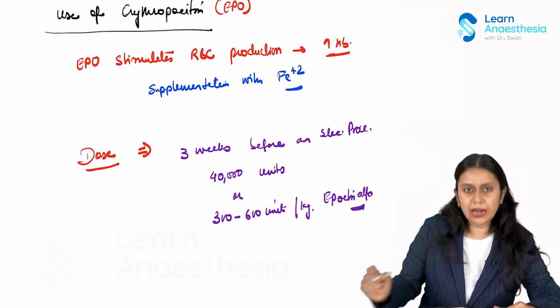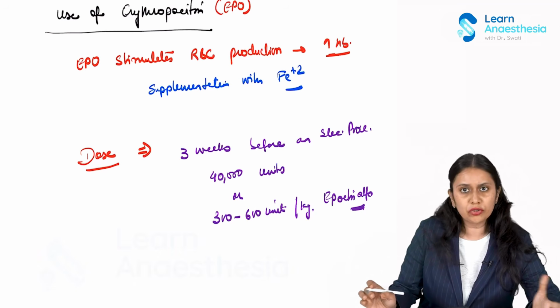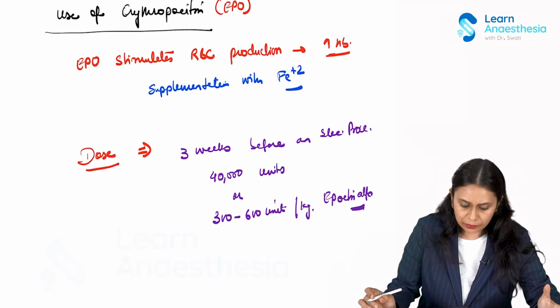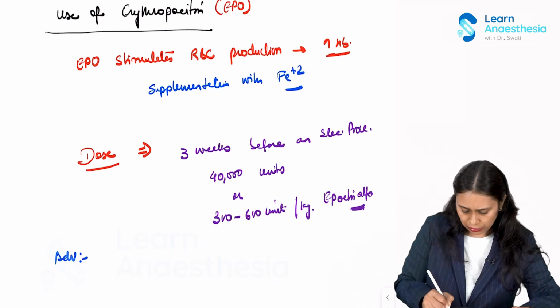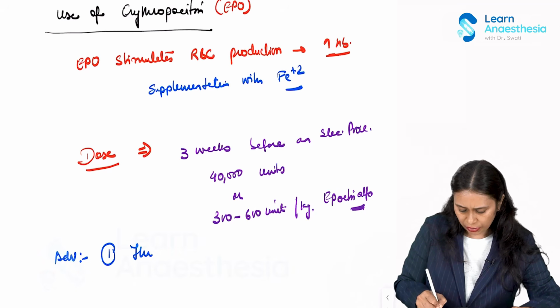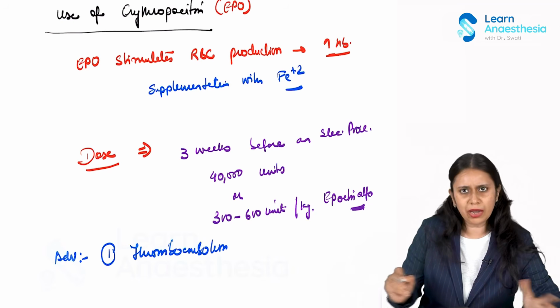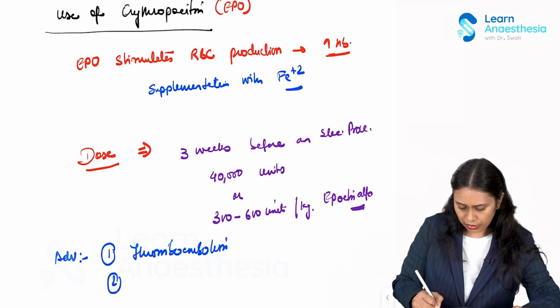Now, what are the adverse effects when we are giving erythropoietin, which we have to look for? Thromboembolism can happen, hypertension can happen. So we have to monitor the patient for thromboembolism. So if the patient is at a higher risk of thromboembolism, I would avoid it. Or we have to monitor the patient for hypertension.